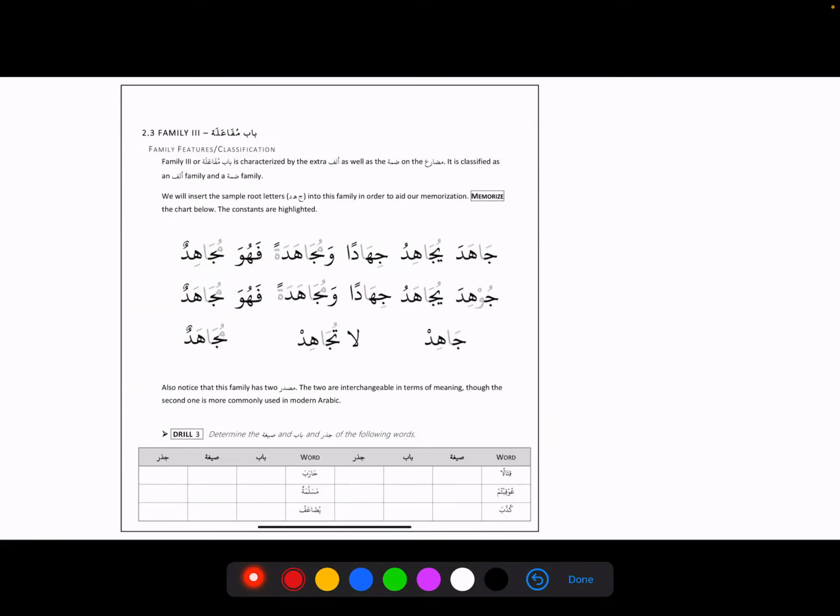Okay, so jahada yujahidu jihadan wa mujahadatan fahuwa mujahidun. Juhida yujahadu jihadan wa mujahadatan fahuwa mujahadun. Jahid, al-amr minhu jahid, wa nahi anhu la tujahid, and zarf minhu mujahadun. Okay, so when I say zarf minhu, what does that mean? Mujahadun, the time and place of the action. Okay, so translate mujahadun as a zarf.